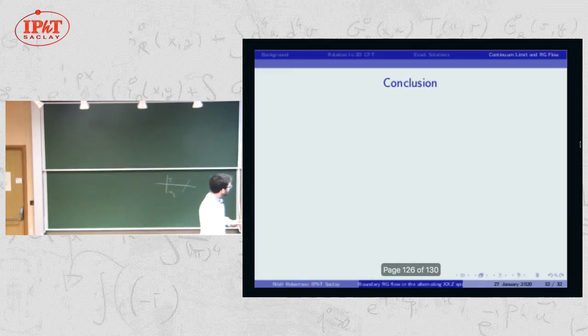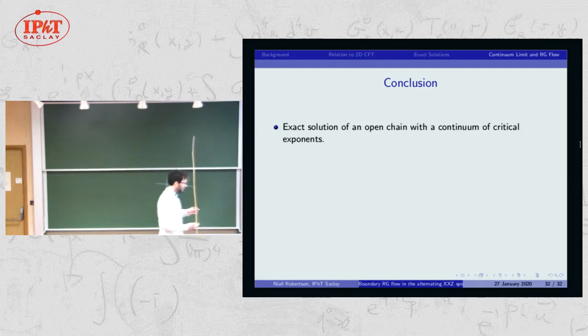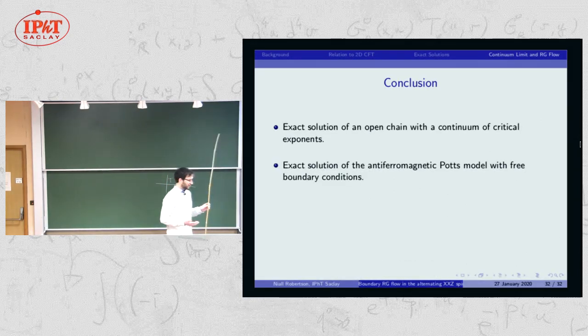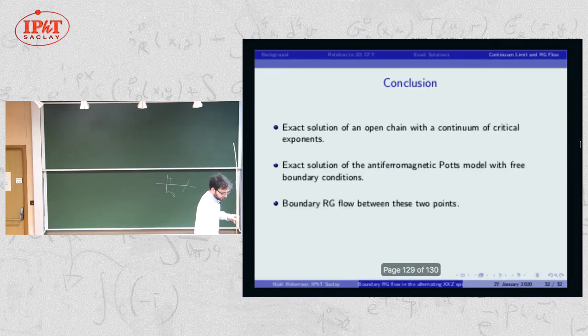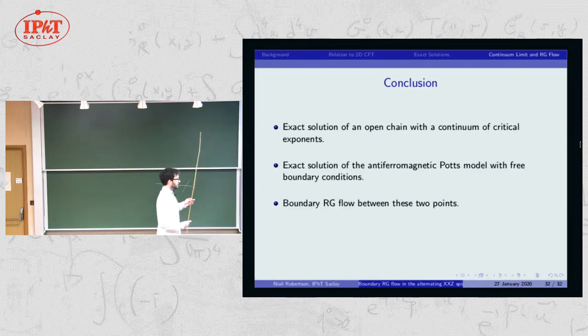Okay, so that brings me to summarize all of that. We found this exact solution of the open alternating XXZ chain with this continuum that we were looking for in the first place. By accident, we kind of stumbled into an exact solution of the antiferromagnetic Potts model with free boundary conditions. So the continuum limit of that was obviously already known, but it was known through direct diagonalization, etc. Between these two points, we found this RG flow that I've just presented.